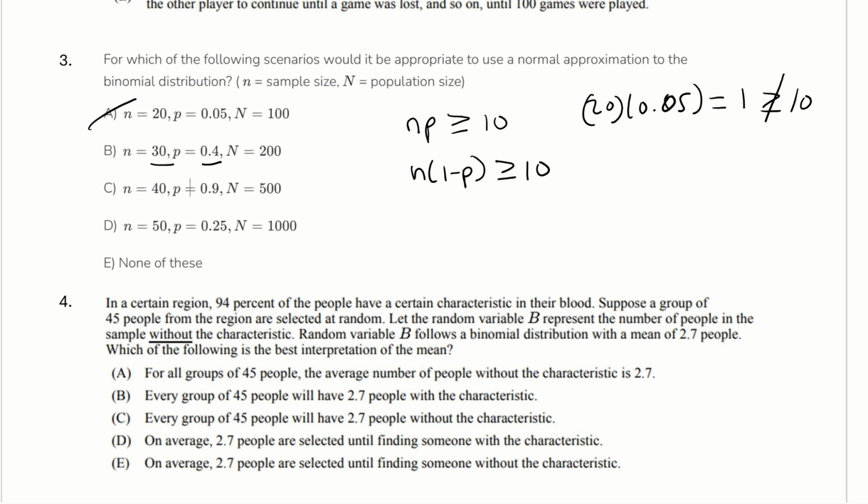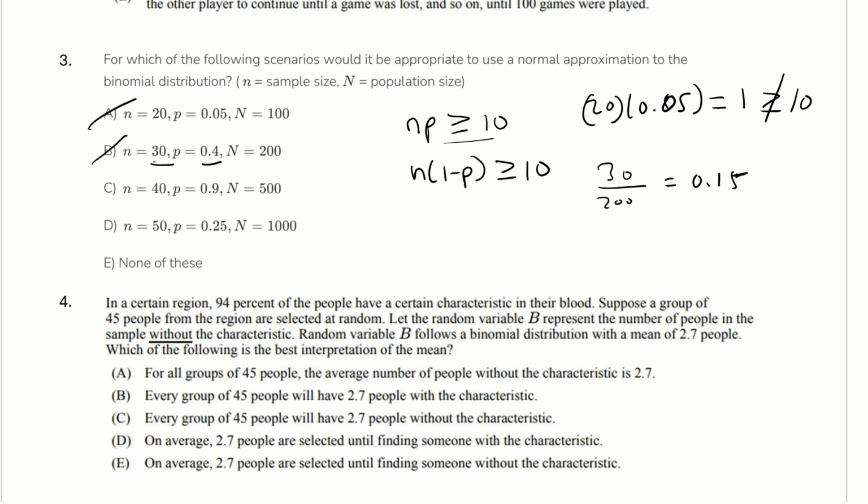But remember, we also have to satisfy the 10% condition, and 30 over 200. 30 is definitely more than 10% of 200. Yeah, so it's 15%, that's 15% of the population. So remember, it has to satisfy those two conditions, the large counts and the 10% condition. And this fails the 10% condition.